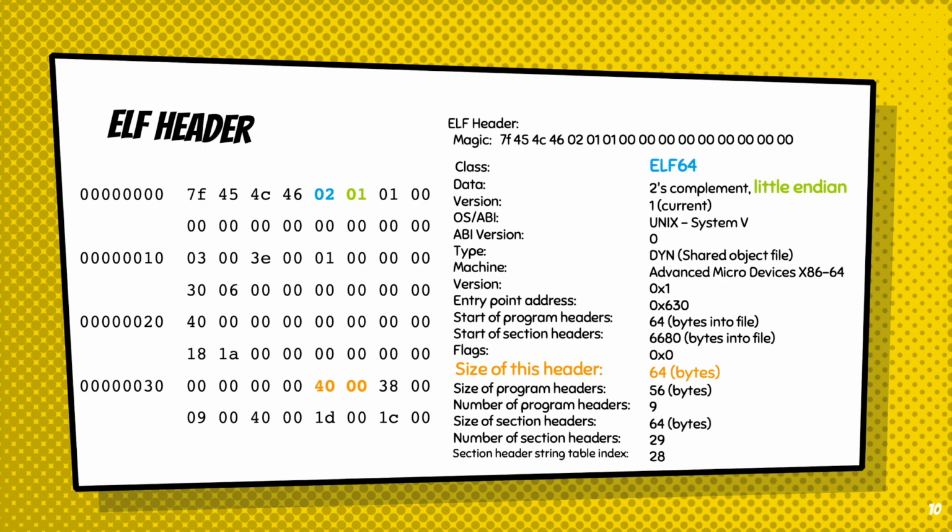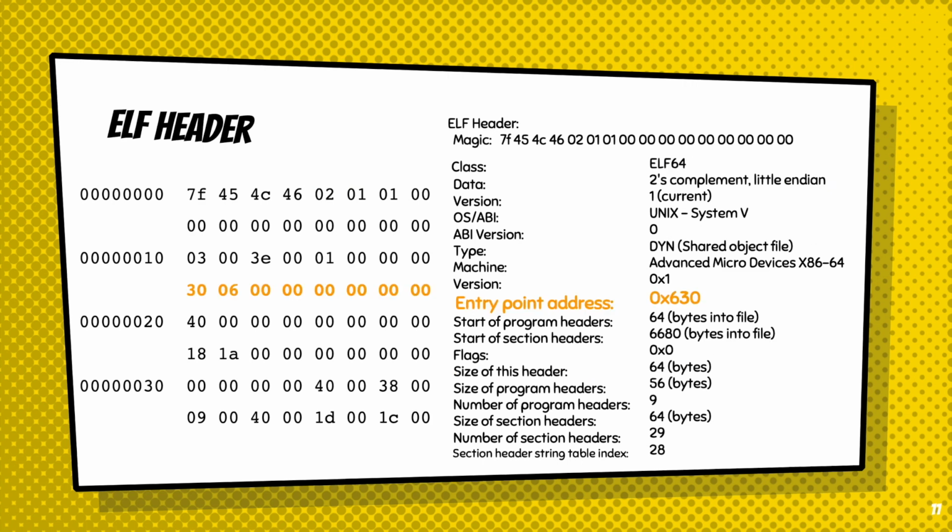If the number is 01 instead of 02, it will mean that the ELF is 32-bit. Followed by that is the endianness of the ELF. And here the ELF binary is in little endianness, so the value of it is hex 01. And then if you look at the offset of hex 34, you will be able to find the size of this header. And as I said before, for a 64-bit ELF, the size of this header is usually 64 bytes.